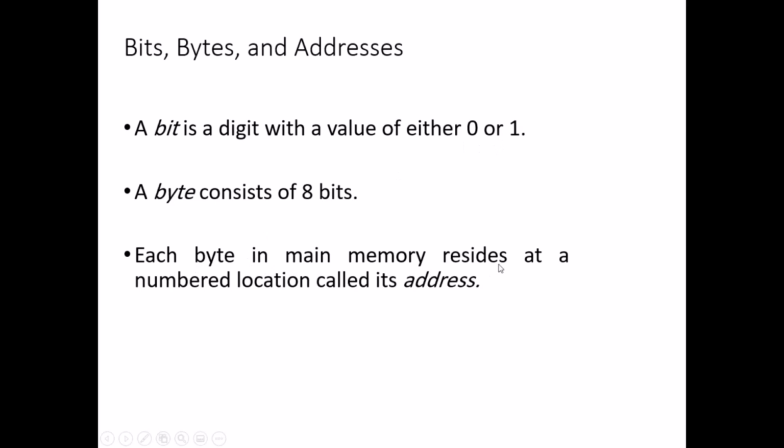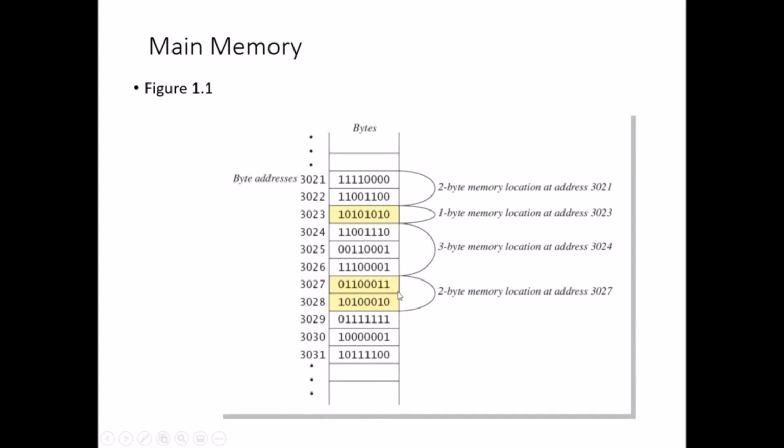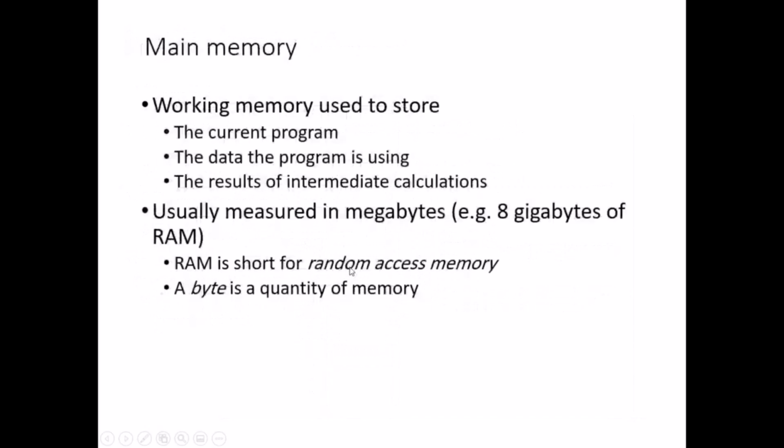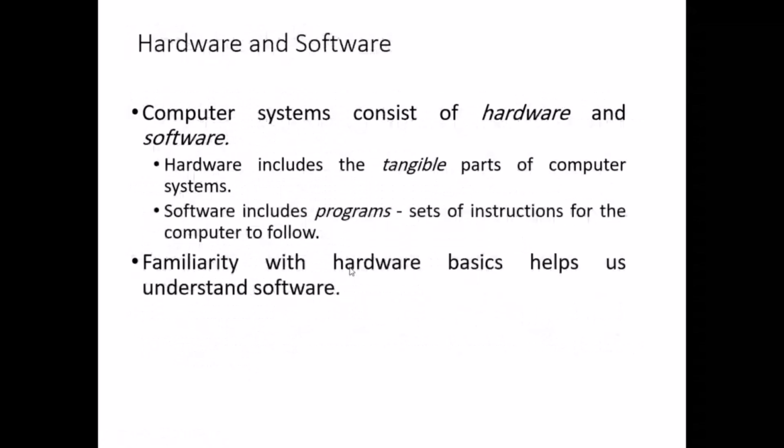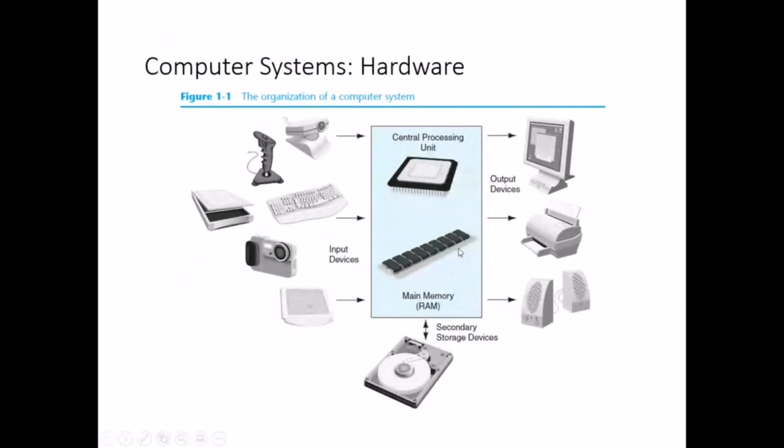Each byte in main memory resides at a numbered location. So there is a location for each byte in the memory, and this location is called an address. Look at this picture. This is the look of the memory physically when you see it with your eyes.